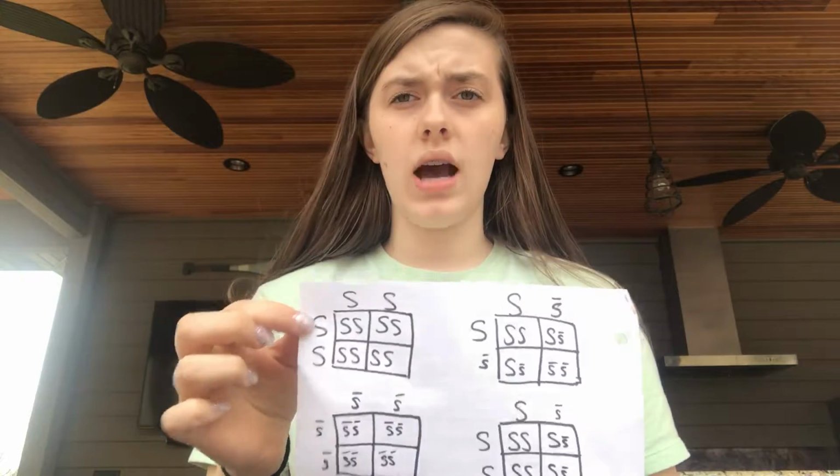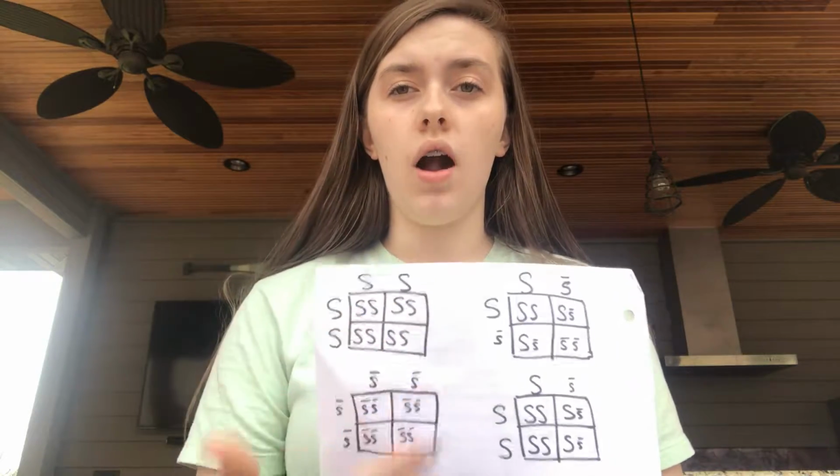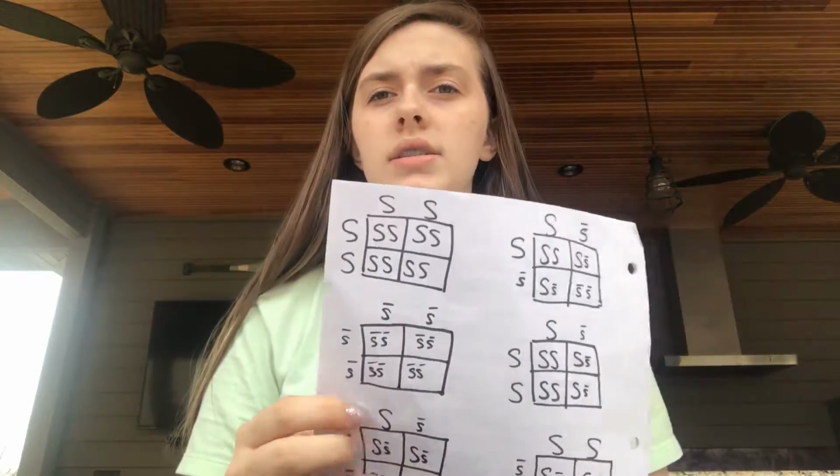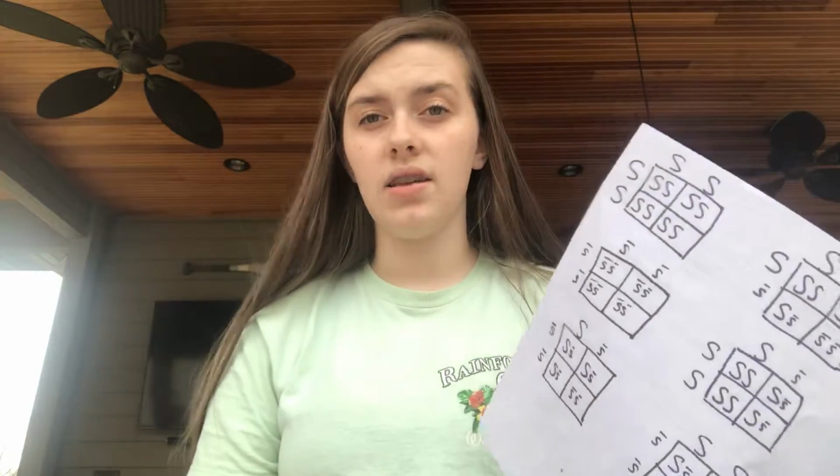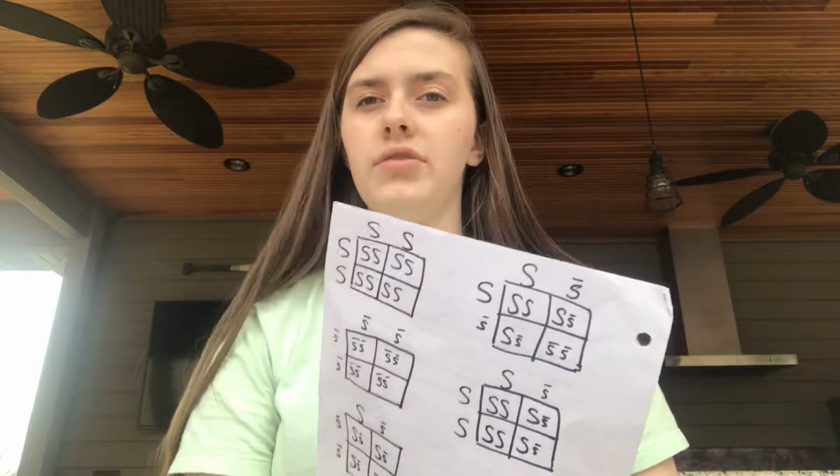If they're both homozygous dominant, then all of their offspring are also going to be homozygous dominant, or in other words, they're going to be totally unaffected. Whereas if both parents are homozygous recessive, then all of the offspring will also be homozygous recessive, and that means all of them will be affected because they have both recessive alleles.